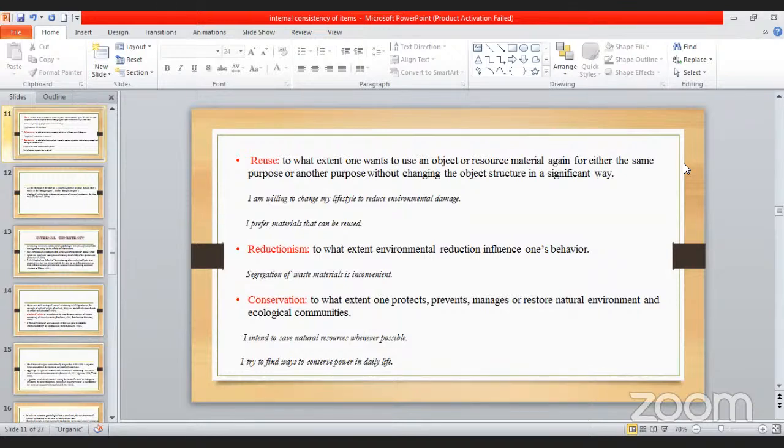Next domain is conservation. That means to what extent one protects, prevents, or manages the natural environment and ecological communities. So the example of this particular domain with respect to the item is, I intend to save natural resources whenever possible. I try to find ways to conserve power in daily life.